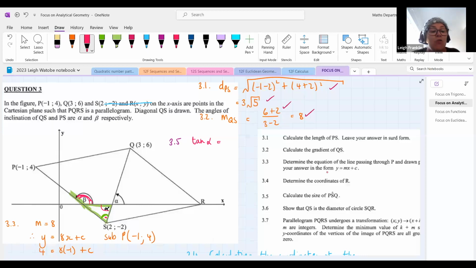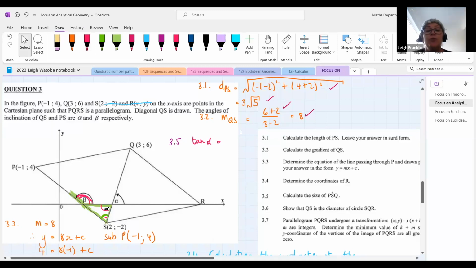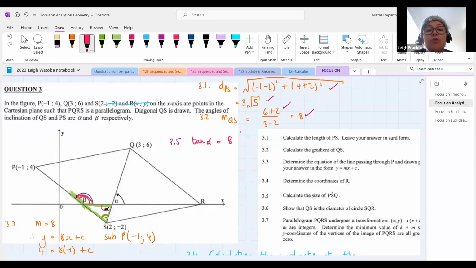Our gradient is positive, so alpha is an acute angle. The gradient of QS we got in question 3.2, so I know that it was equal to 8. Therefore, working out alpha, we would go shift tan, put in the 8, and that would be equal to 82,87 degrees. Theoretically, I actually should not round off there.